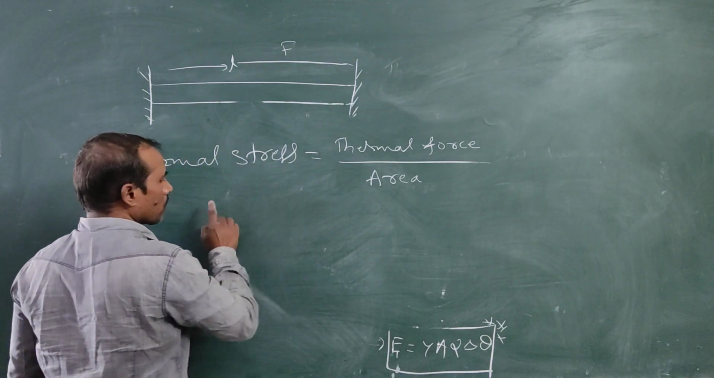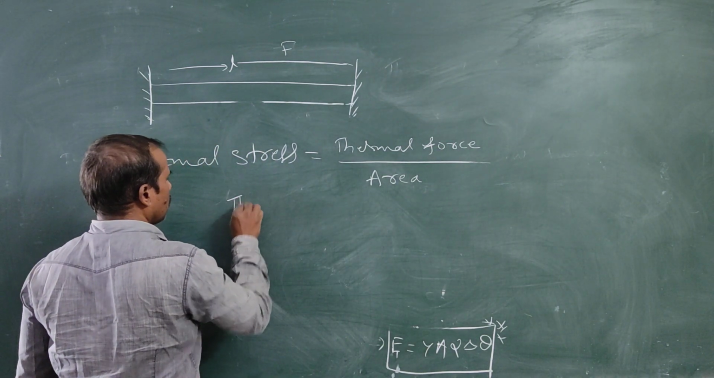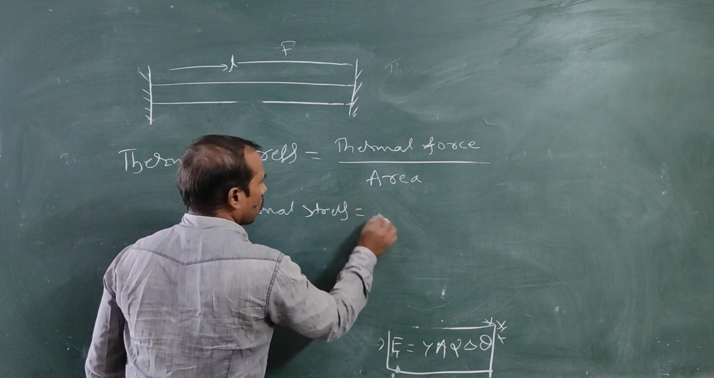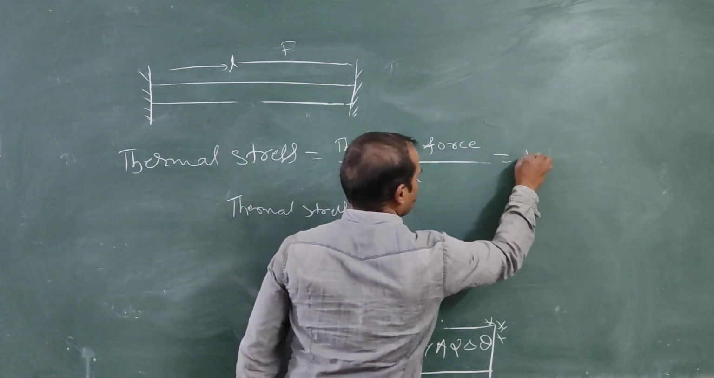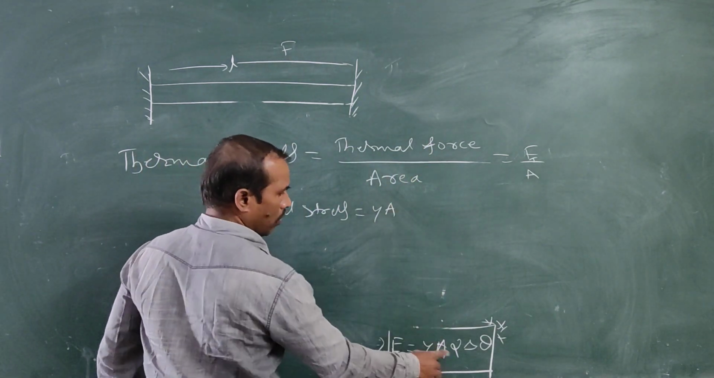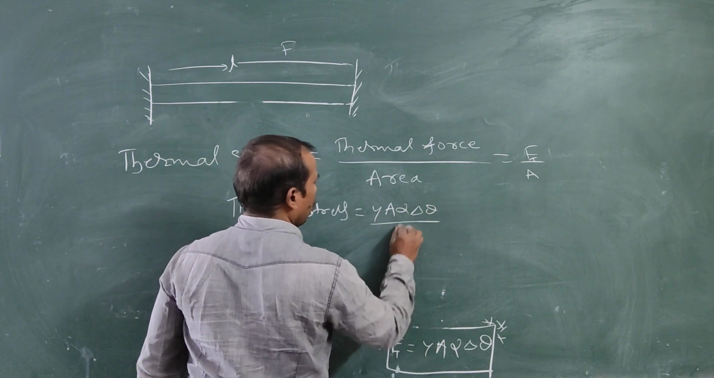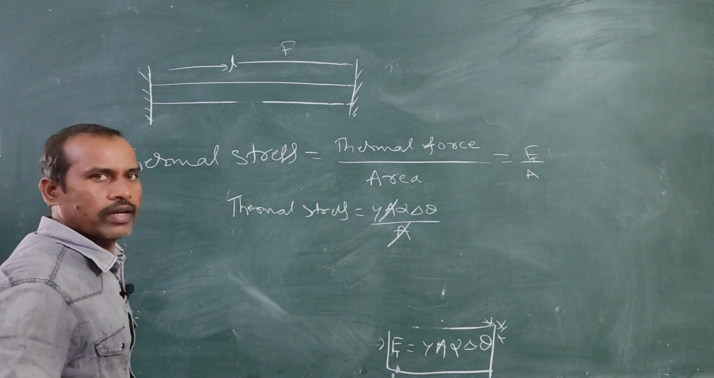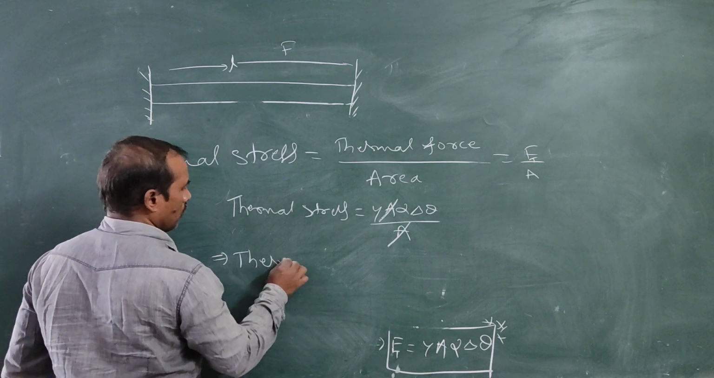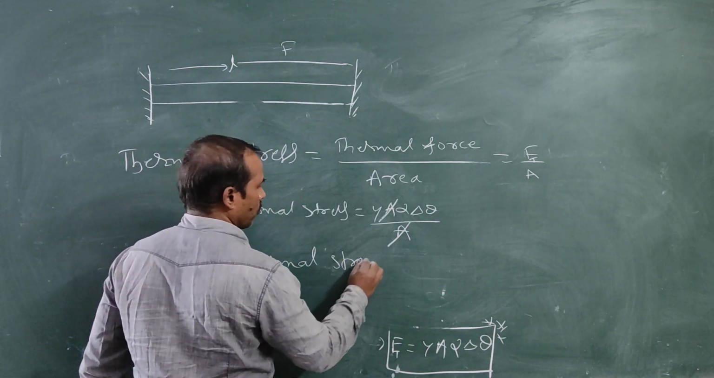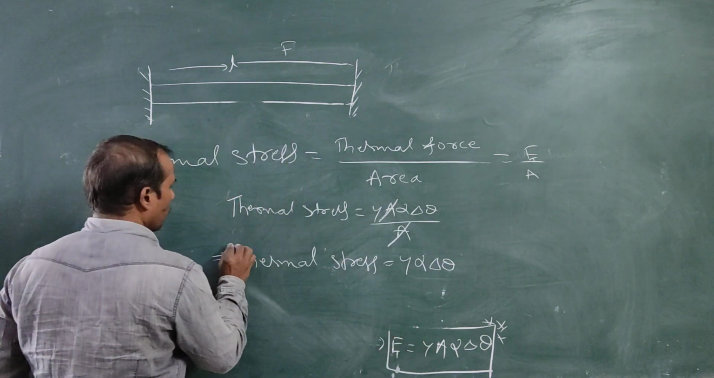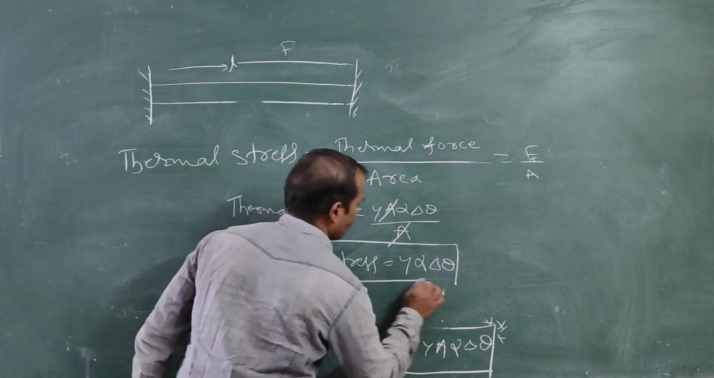So thermal stress is equal to thermal force by area, that is Y A alpha delta theta by A. So A gets cancelled, the area of the cross section is removed from this equation, and it simplifies to thermal stress is equal to Y alpha delta theta. This is the thermal stress.